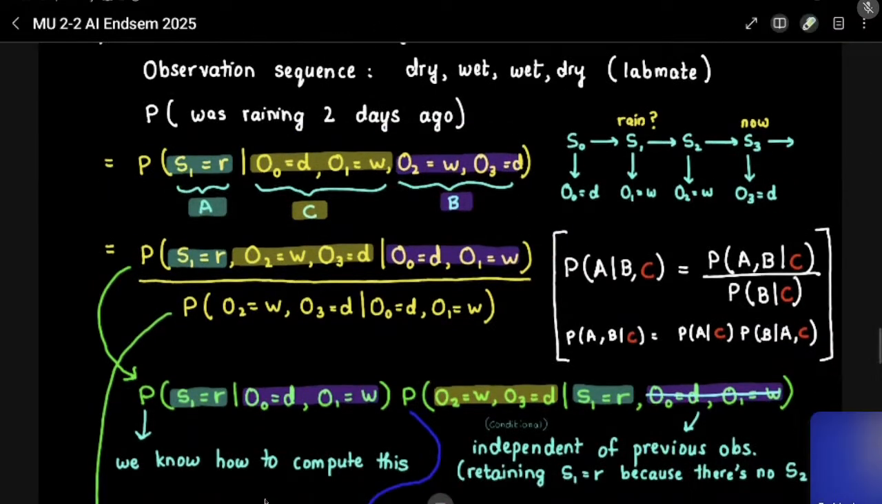That was the numerator. The denominator, you have the probability of a sequence of observations given another sequence of observations. So these are relatively, they belong to the future with respect to day 1. And these are observations until day 1.